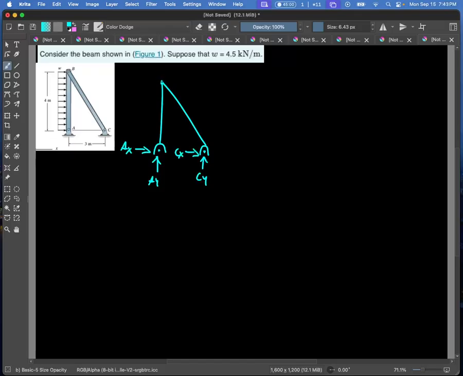CY. And it looks like right here is another pin, which should, in theory, be BX with a BY. And we've got this evenly distributed weight, which we can represent as one weight, W. And let's see, W is 4.5 kilonewtons per meter times 4 meters. 4.5 times 4 is going to be 18 kilonewtons.